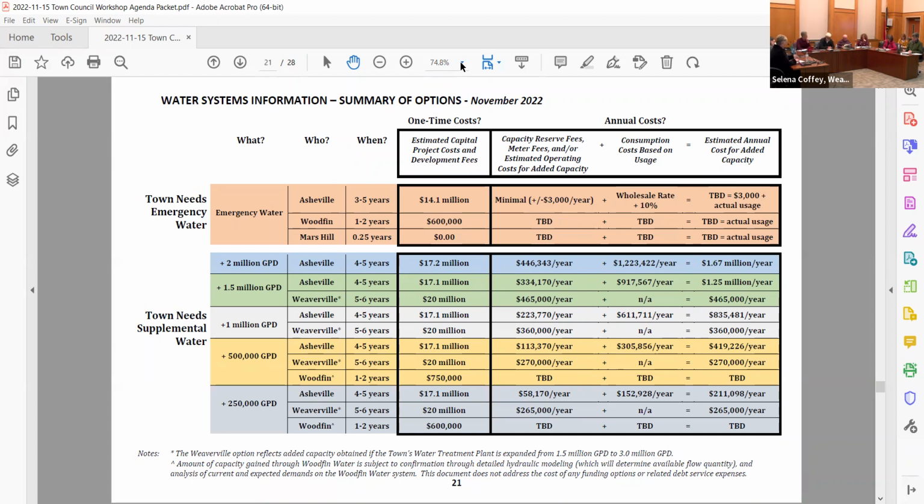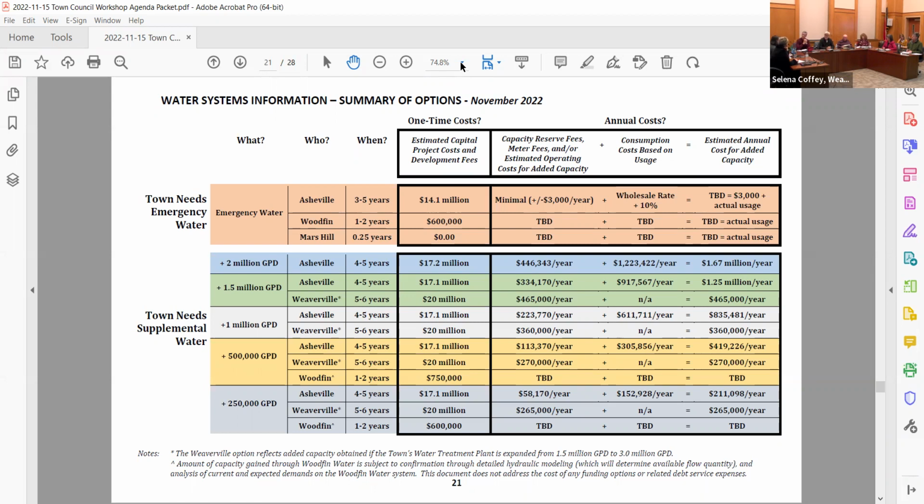The next item is decision on proceeding with the Woodfin interconnection. Now keep in mind with Woodfin, there's two options. One is the up to 250,000 gallons per day option, which is at $600,000, and the greater one is at $750,000 for 500,000 gallons per day.